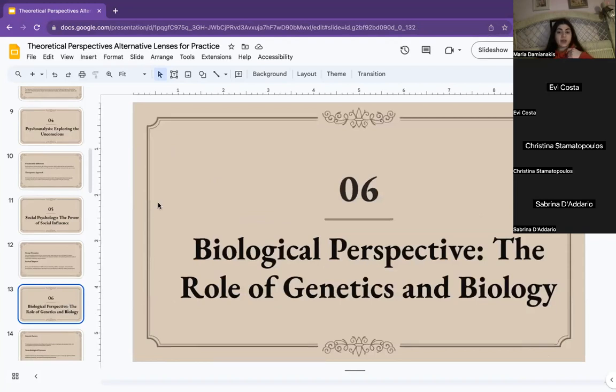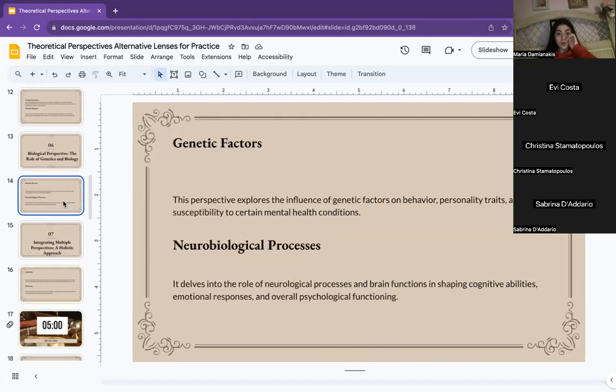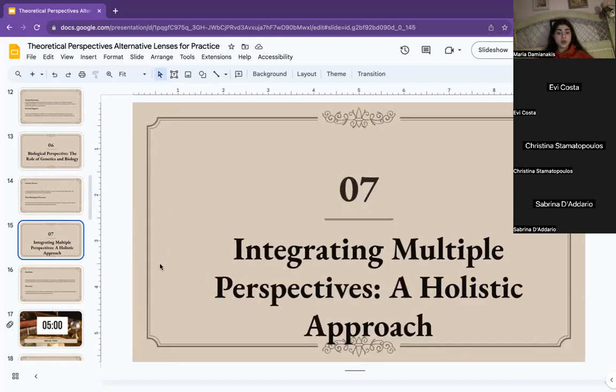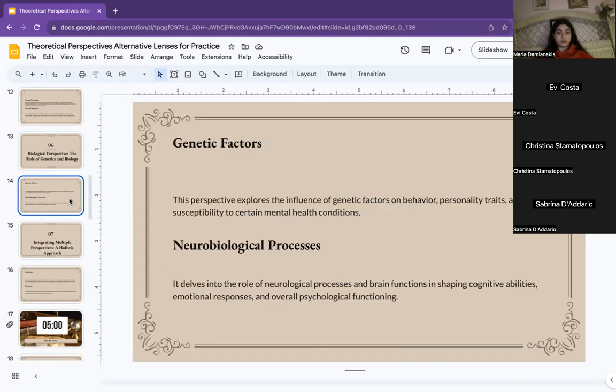Number 6, we're going to look at the biological perspective, which is the role of genetics in biology. So the genetic factors. This perspective explores the influence of genetic factors on behavior, personality traits, and susceptibility to certain mental conditions, health conditions. Neurobiological processes delve into the role of neurological processes and brain functions in shaping cognitive abilities, emotional responses, and overall psychological functioning.